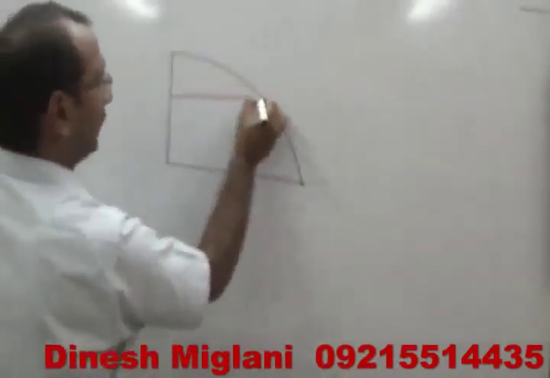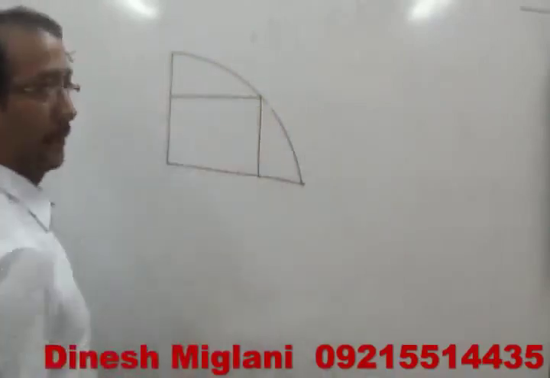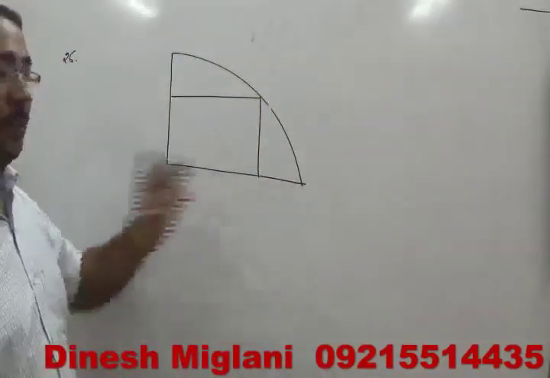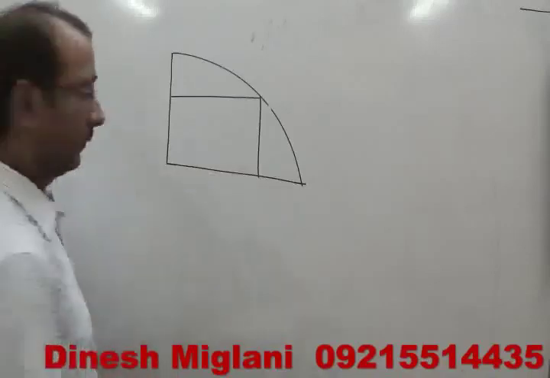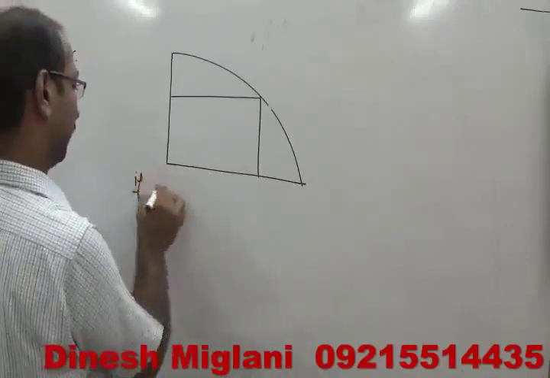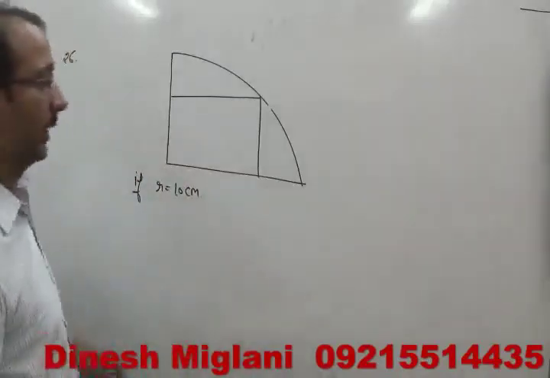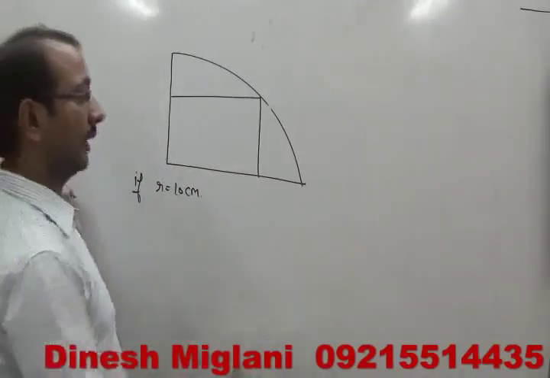One square is being made inside it, where of the 4 points of the square, 1 point will lie on the circumference, 1 is at the center, 2 will be here. So we have to find out, if the radius of the semicircle is 10 centimeter, what is the side of the square? Let us assume that the side of the square is A.